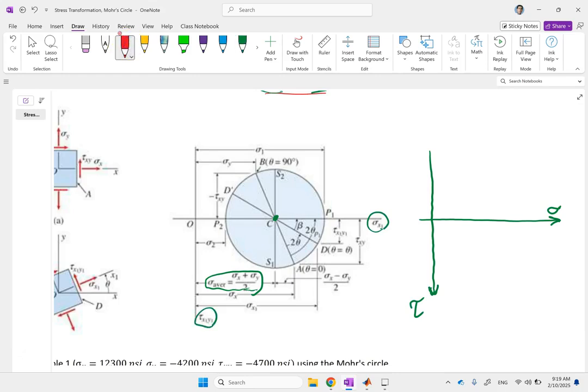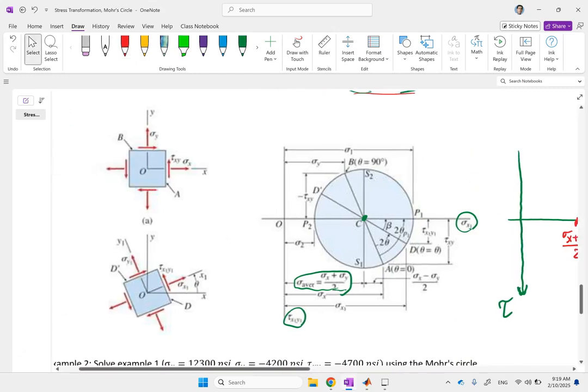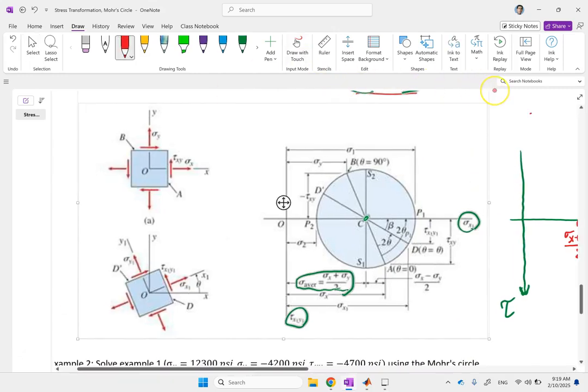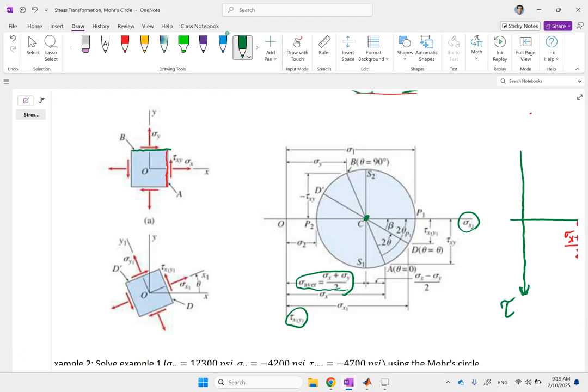Then you determine the average sigma. That is where the average sigma is, and that is the center of the circle. Then you need to determine 2 points. What are these 2 points? One is for plane A, the vertical plane that has sigma x and tau xy on it, and the other is for plane B, which has sigma y and negative tau xy on it. So go ahead and find those points on this coordinate system.